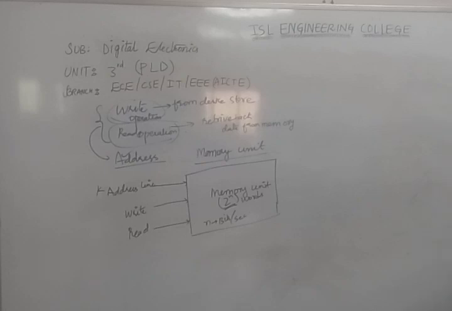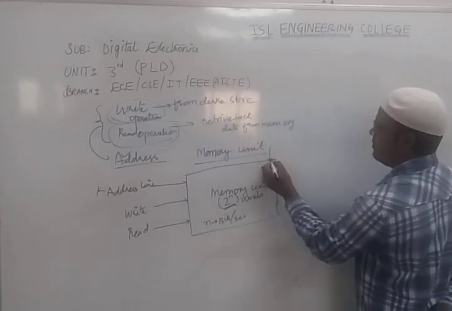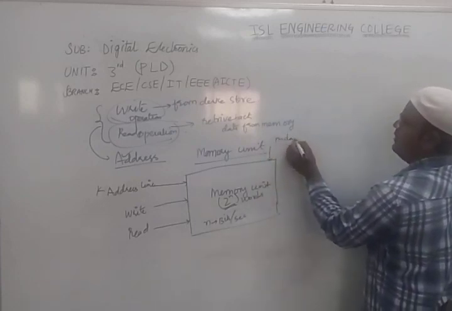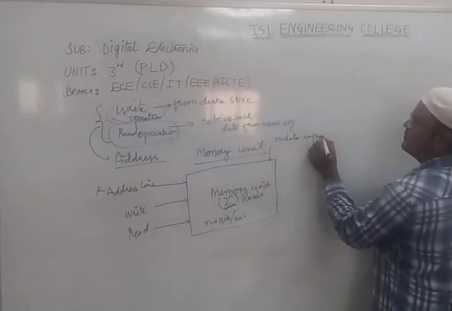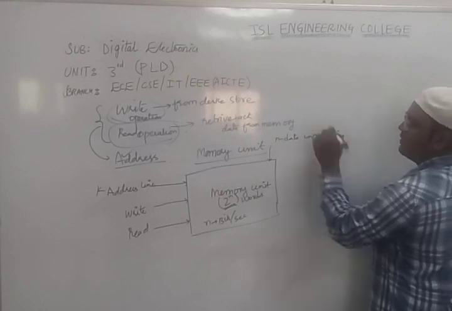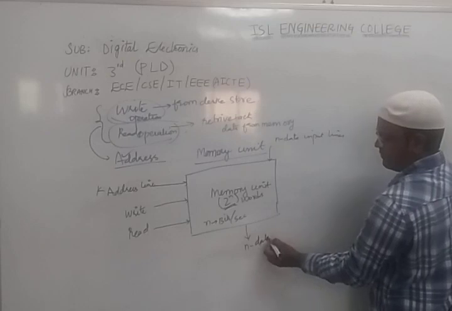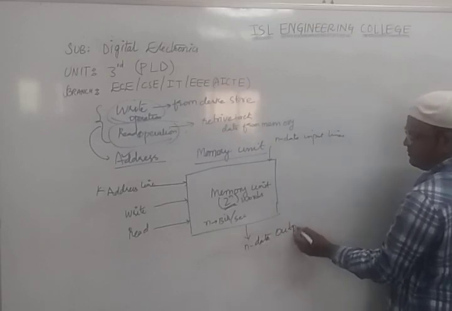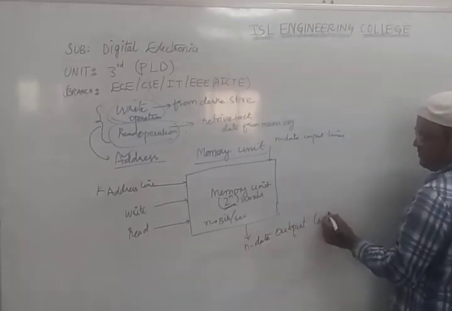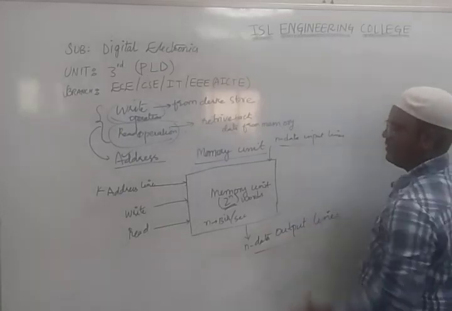Next, we just have to write the n data input lines and n data output lines. Because we want to store some data, we write n data input lines, because we want to insert data. When you want to retrieve the data back, what will we write? n data output lines.